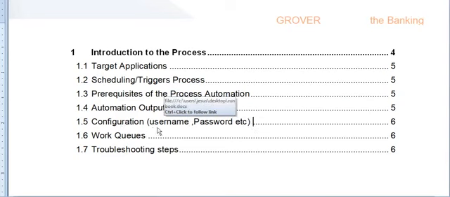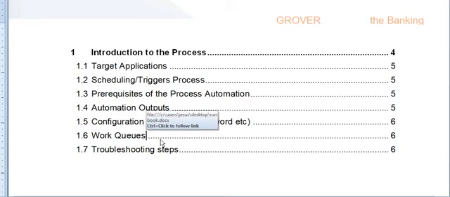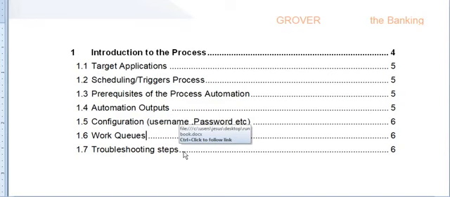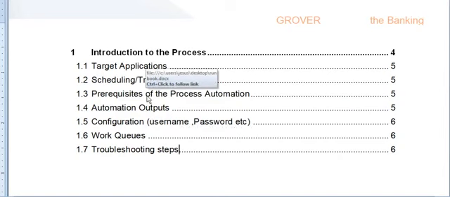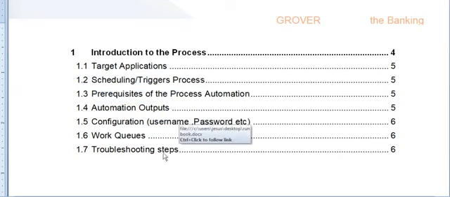Configuration is one of the prerequisites you have to do. How many work queues you have created, what tags you have created, the same types you have to mention in your target system. Sorry, one more thing I have to mention here: your prerequisite may be SQL Server or other servers that you have mentioned. And finally, you have to come up with the troubleshooting steps.